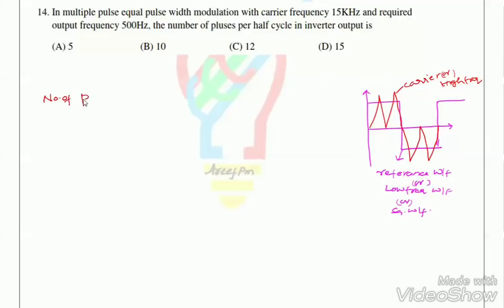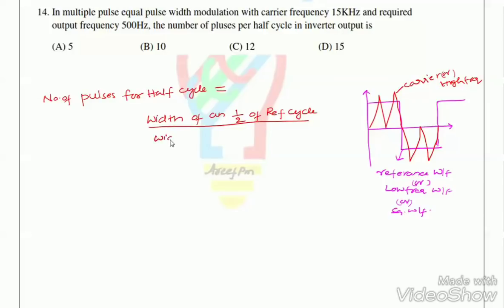Now the formula for the number of pulses per half cycle is: number of pulses per half cycle is equal to width of a half of the reference cycle divided by width of one cycle of the carrier waveform. So what is the width here?